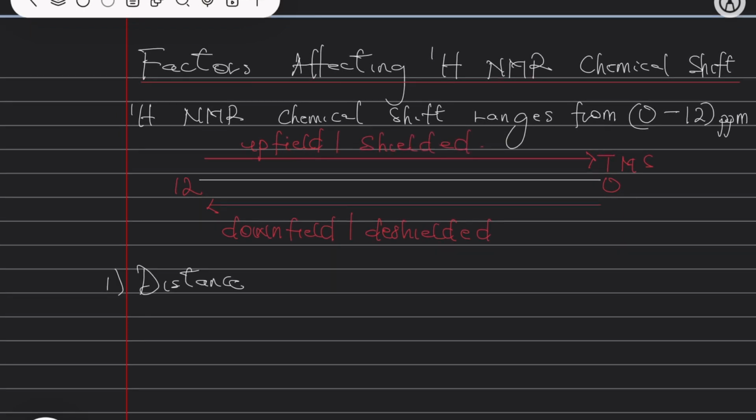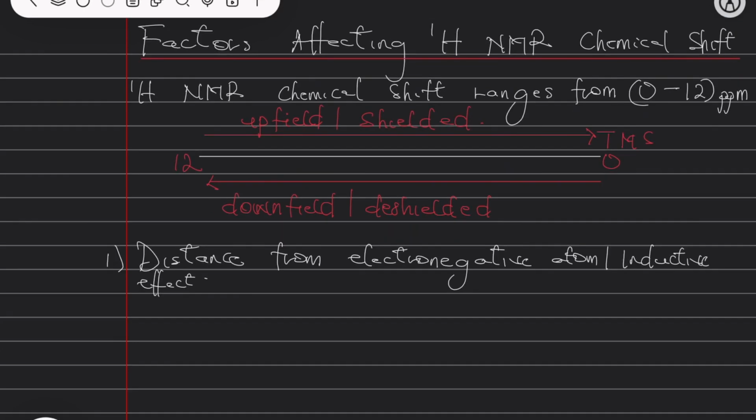One of the factors that affects the proton NMR chemical shift is the distance from the electronegative atom, or what we call the inductive effect. The closer the hydrogen to an electronegative element, the more deshielded the hydrogen and the more downfield the chemical shift of that hydrogen. Let us consider these examples below.